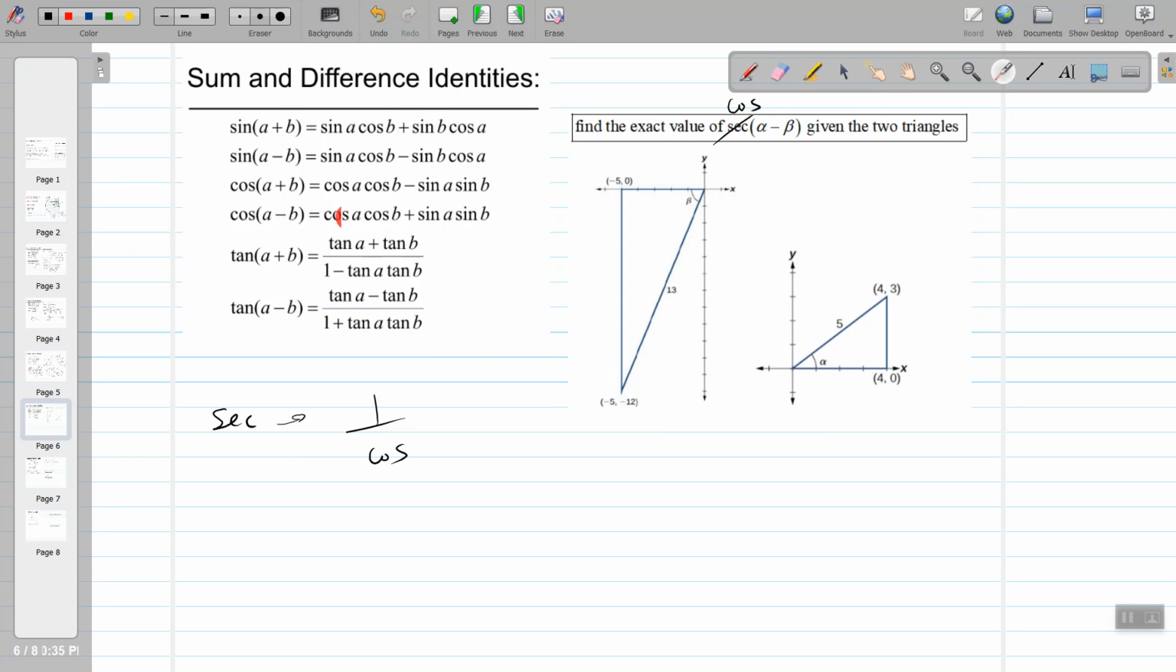Okay, so if we look at cosine of alpha minus beta, that means we're going to be looking at this formula over here. Pretty much I'm going to want cosine A cosine B minus sine A sine B. Is that right? Let's see. Oh no, I need to have the plus in here, so it's going to be the plus.